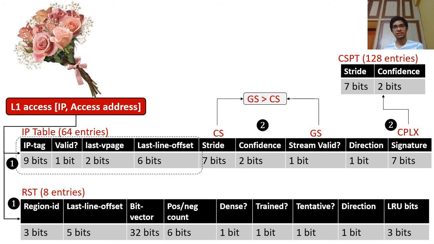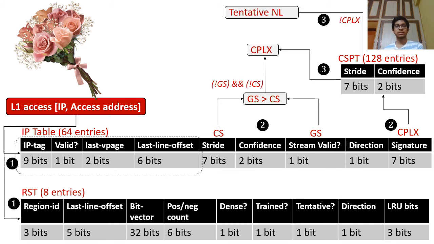In the same cycle, the complex stride prediction table is looked up to get the CPLX stride. If the IP does not belong to the GS class, the confidence level of the CS class is checked. If this confidence is high enough, prefetching is done using the constant stride. If not, CPLX prefetching happens, given that the CPLX stride confidence is high enough. If it isn't, a simple next line prefetcher is used.